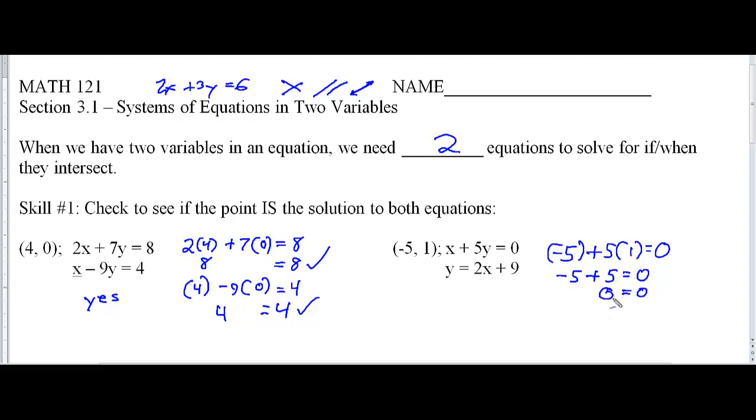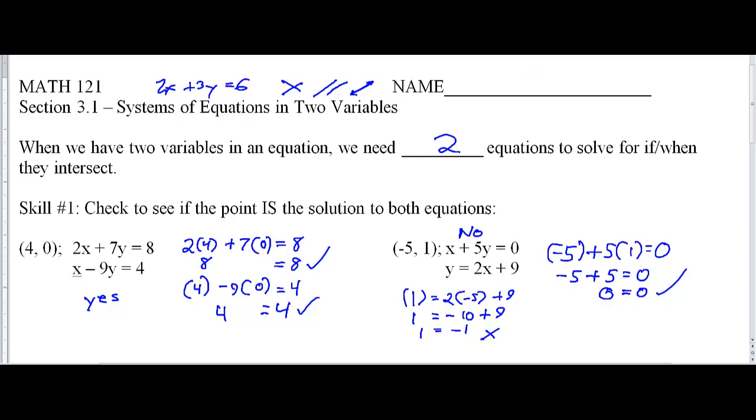And therefore, the first equation seems to check out, but let's try the second one. Let's plug in our y, which is 1, is equal to 2 times negative 5 plus 9. So I've got 1 is equal to negative 10 plus 9. Simplifying that, negative 10 plus 9 is negative 1. So unfortunately this does not pass. The first one did and the second one didn't. So this is not a solution to where these two lines intersect. They will not intersect at this point because it's not a true statement for both equations.